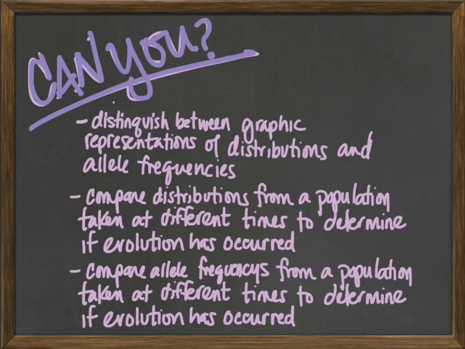Can you distinguish between a graphic representation of a distribution versus an allele frequency? Can you compare distributions from a population that are taken at different times to determine if evolution has occurred? And can you compare allele frequencies from populations taken at different times? Again, just to determine if evolution has occurred? Well, I hope you can. If you have questions, let me know.